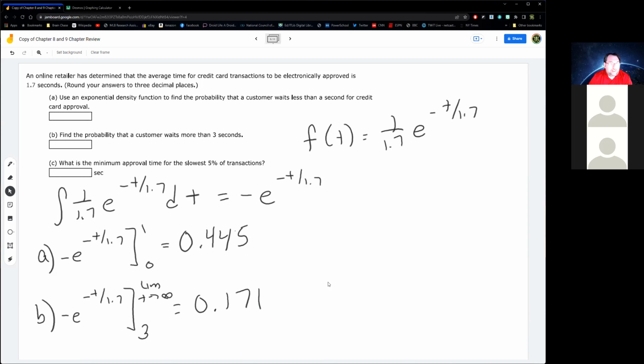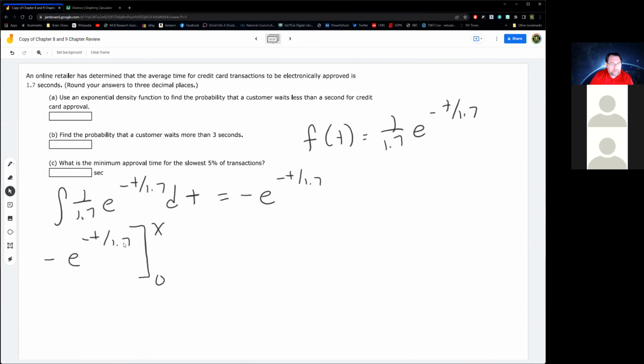All right. The next part, C, says, what's the minimum approval time for the slowest 5% of transactions? So for this one, we have our thing. We just don't know what the top value is going to be. If it's the slowest 5%, what's going to be the probability that I'm looking for? If it's getting progressively higher, what's everything all the way down to the very end going to give me? 0.05. The opposite direction.